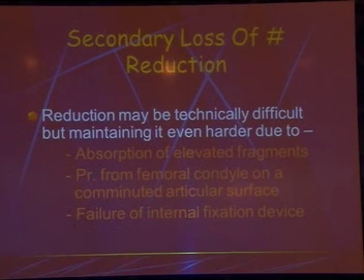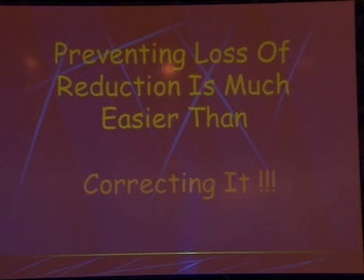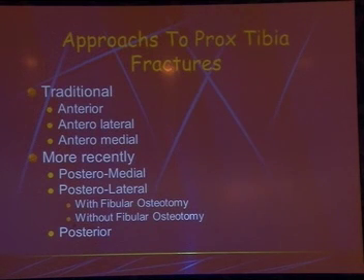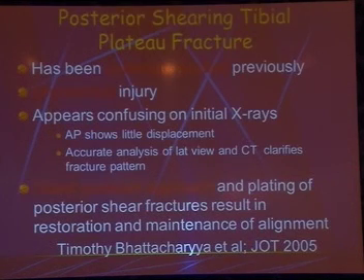Now, you have to be careful about secondary loss of fracture reduction. It can be due to absorption of elevated fragments, pressure from femoral condyle on a comminuted articular surface, or failure of internal fixation device. So be careful that you prevent loss of reduction, and it is much easier than correcting it later on. The approaches, the traditional approach I've already said. The more recent are the posteromedial, the posterolateral with fibular osteotomy or without fibular osteotomy, and the posterior approach.